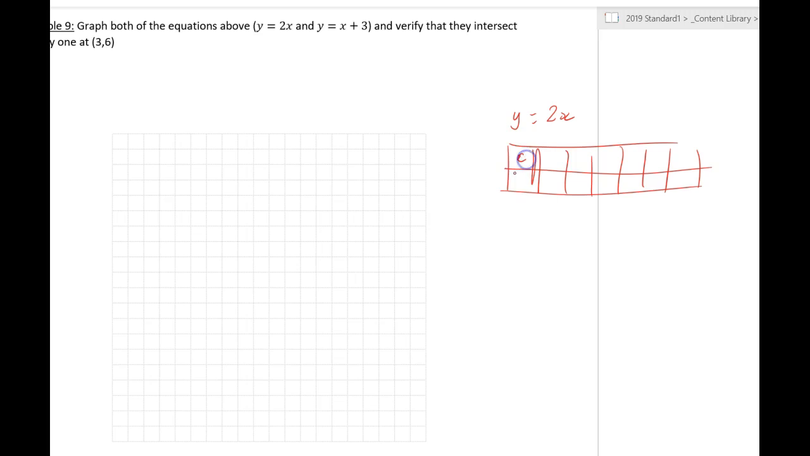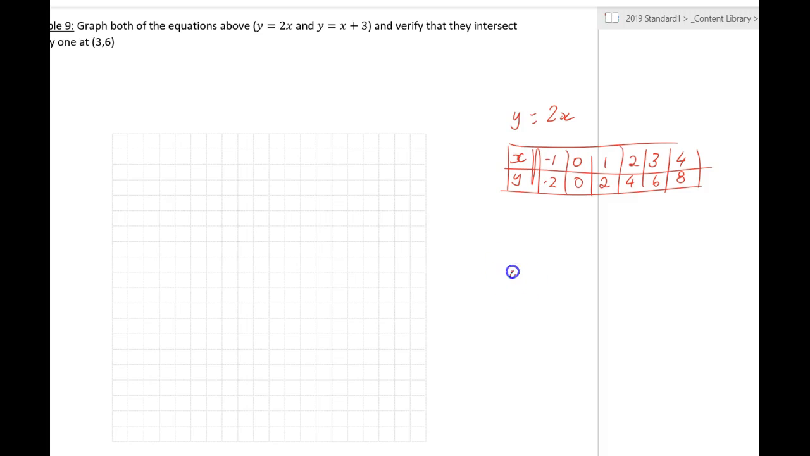Okay, x, y. I'm going to have, let's say, x values of negative 1, 0, 1, 2, 3, 4. So y is twice x, so I get negative 2, 0, 2, 4, 6, and 8. Right, that's one table of values.